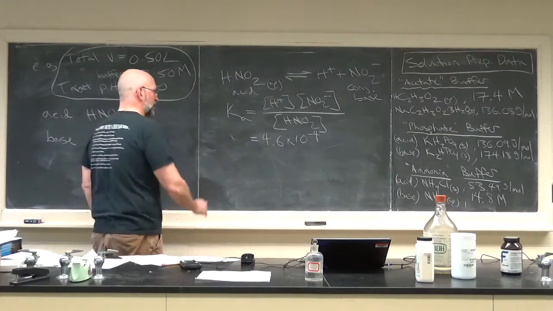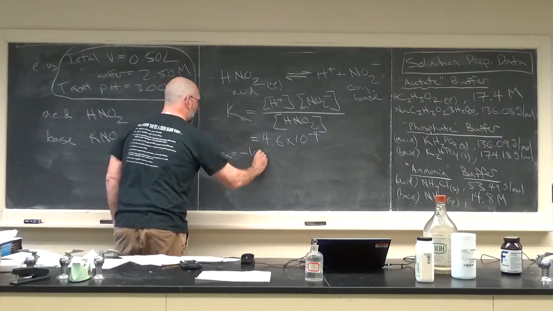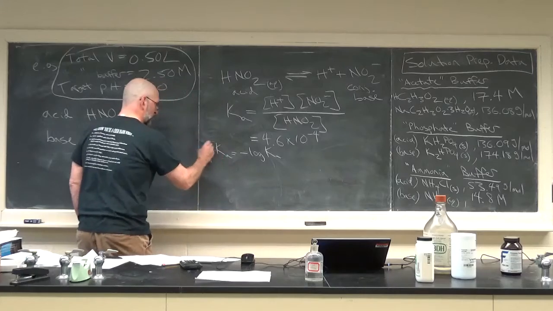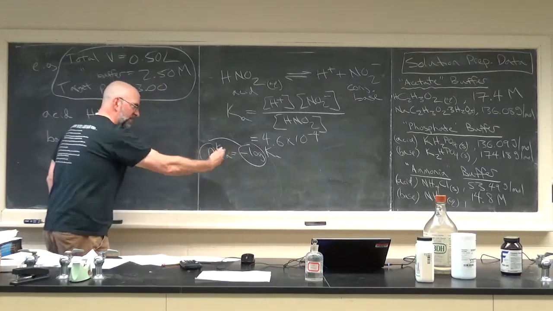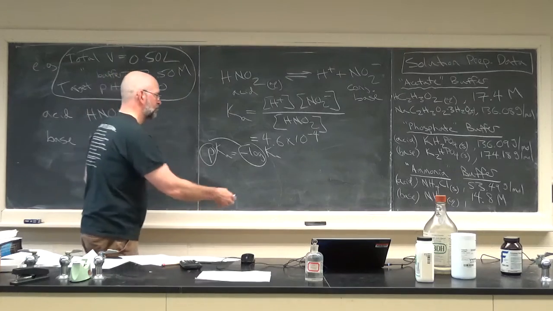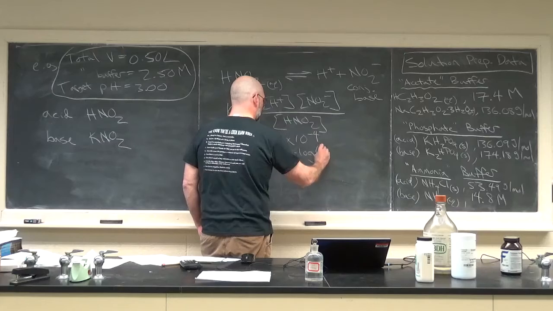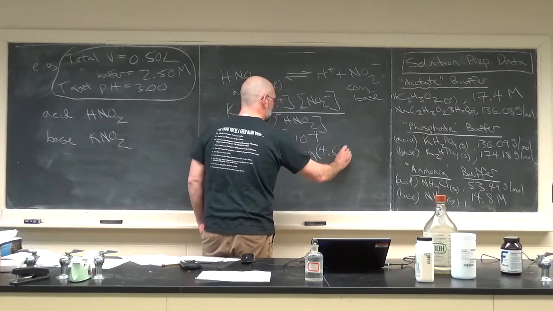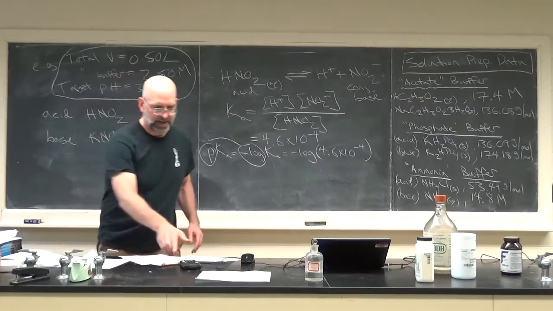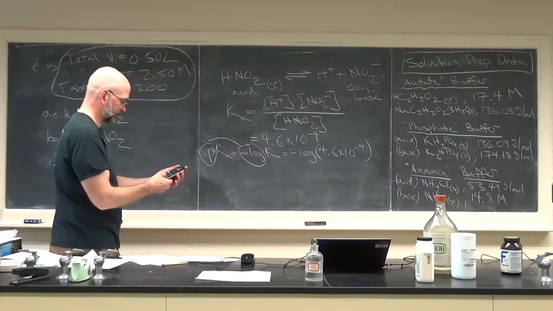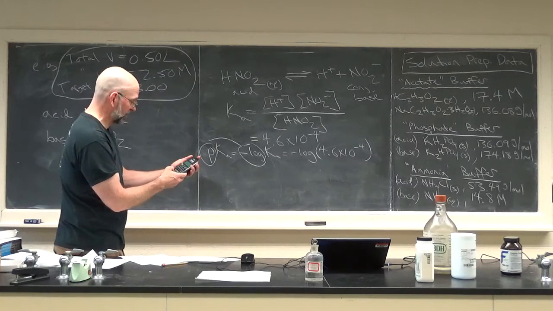I'm not really worried about units here. So the pKa would be the minus log of the Ka, because that's what P means. P means minus log of whatever that variable is. Okay. So I'm going to take the minus logarithm of 4.6 times 10 to the minus 4th, and just do that real quick. I already have it on my calculator.